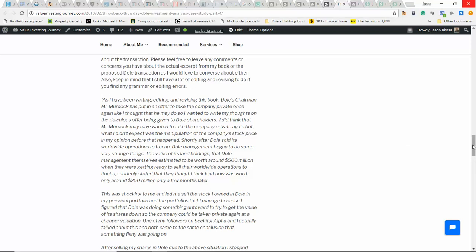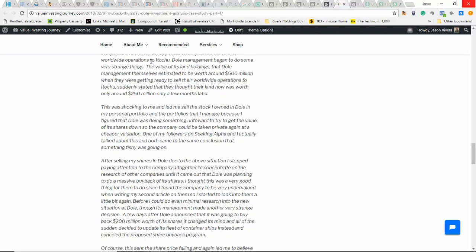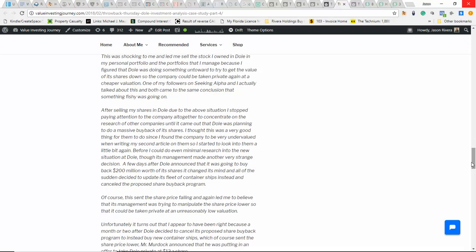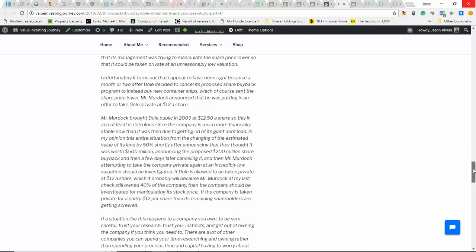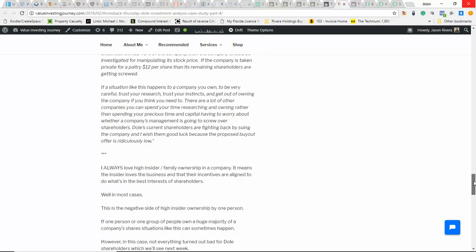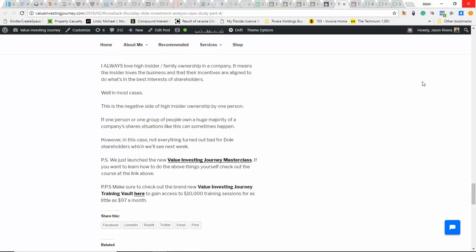So what they did: after having announced for years that they had land worth more than $500 million on their balance sheet, they all of a sudden halved that number only a few months later. Then they announced a massive share buyback program. Then they canceled that, saying they were upgrading their ships, which sent the share price lower. They did all these sorts of things to manipulate the share price. And I talk about this in depth in section 4.